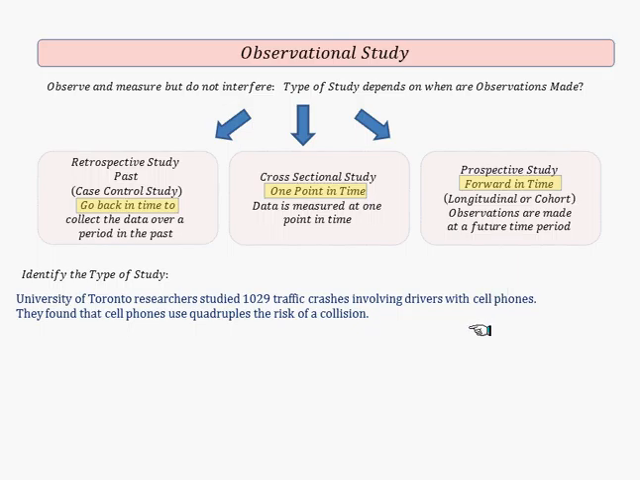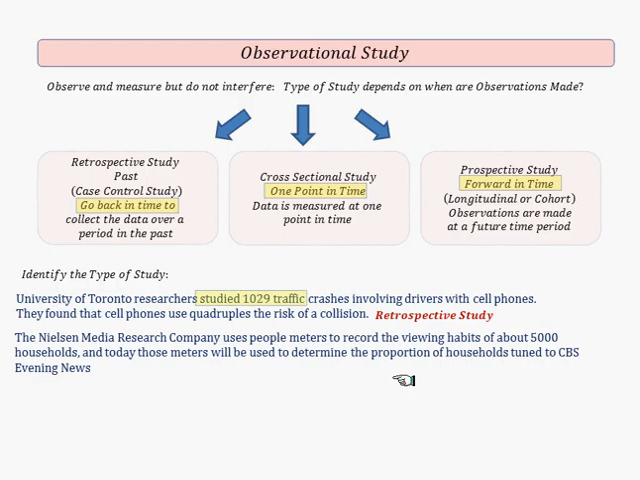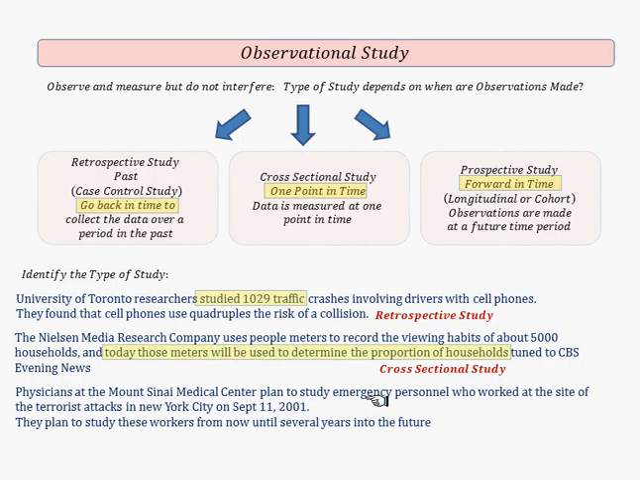And we have here, maybe pause the screen and try to answer this. This type of study we call a retrospective study, primarily because the notion is in the past. And Nielsen's company, whatever. Today these meters will be used. This would be a cross-sectional study. And physicians at Mount Sinai wish to observe in the future, and this is called a prospective study.